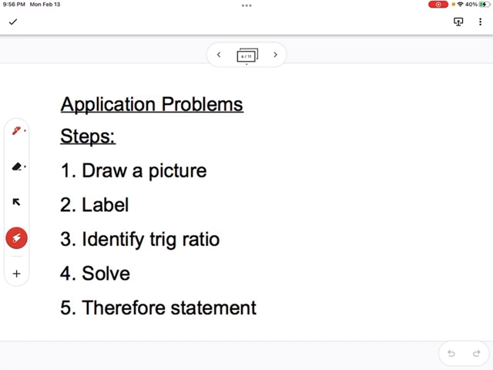Okay, now we're going to be moving into word problems. So there's different steps that you can take to help you solve the problem, as well as steps to ensure that you have the proper answer, and I'm able to see what that answer is based on having a therefore statement. So the steps, we want to draw a picture, we want to label that picture, identify the trig ratio, so what you're going to use from Sohcahtoa. You solve it, and then you write a therefore statement based on what the question is asking.